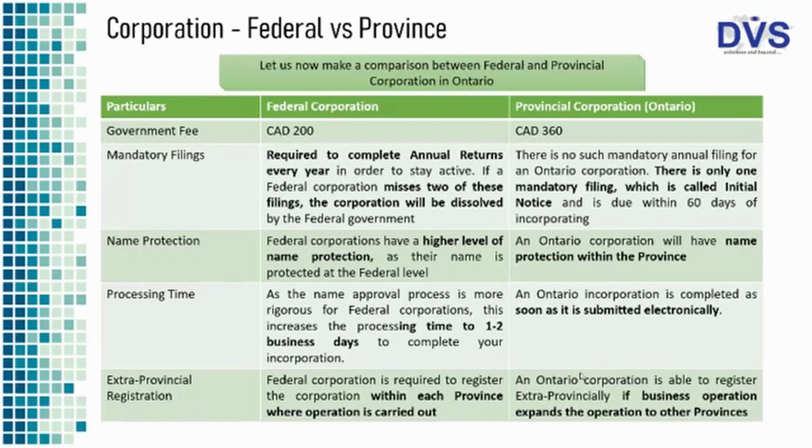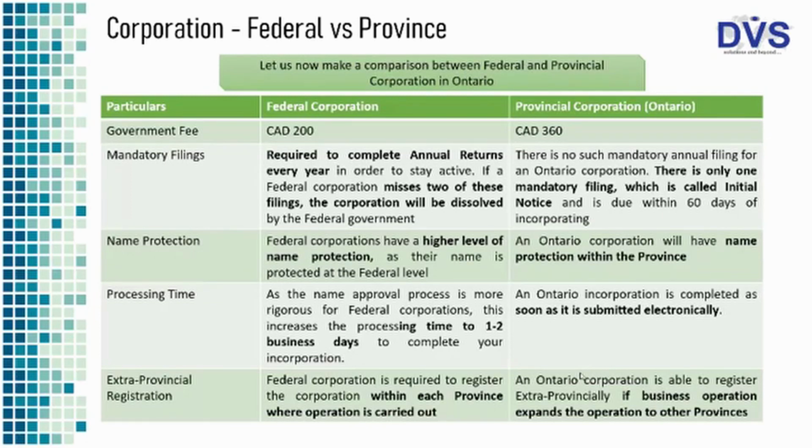Mandatory filing: in the case of federal, when it comes to compliance, it's slightly on the higher side because you can do business in all the provinces. It's required to complete the annual returns every year in order to stay active. And if a federal corporation misses two of these filings, the corporation will be dissolved by the federal government. However, in the case of provincial corporations, there is no such mandatory annual filing for the Ontario corporation. There is only one mandatory filing, which is called the initial notice, and it is due within 60 days of incorporating the company, which has to be done online as well.